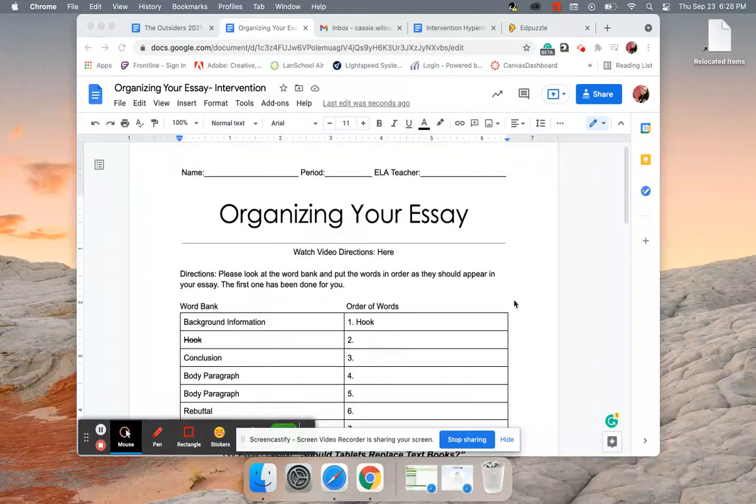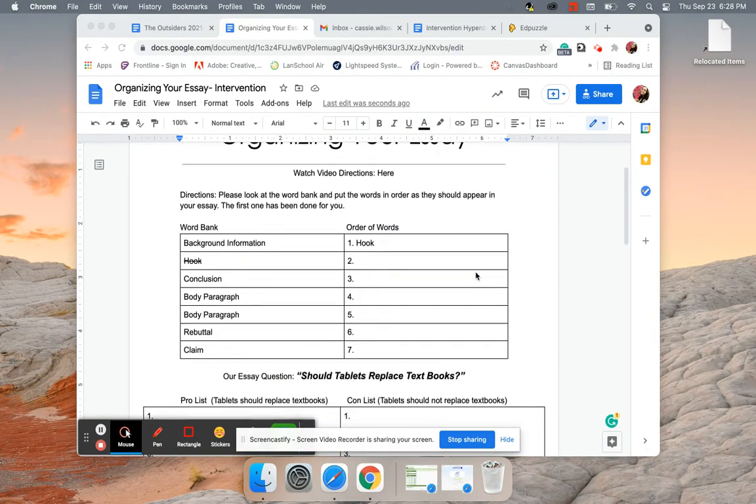Hi guys, so we're going to be going over organizing your essay. Now remember, when you finish with this, you will need to share it to your English language arts teacher. That's going to be McMullen, Darty, or Wilson.